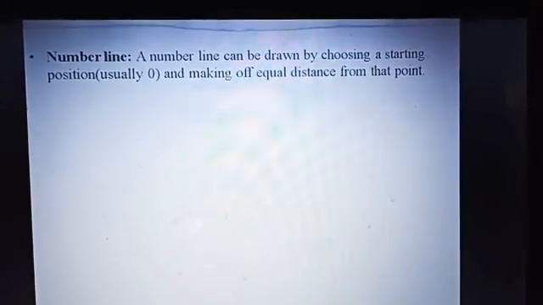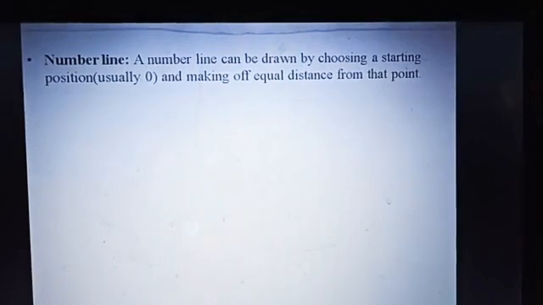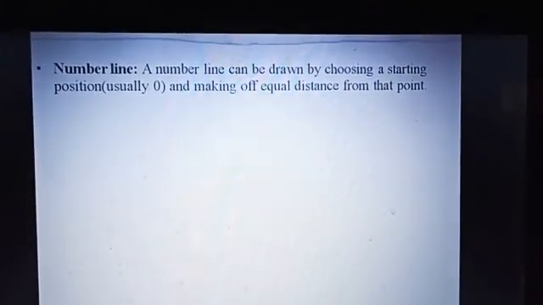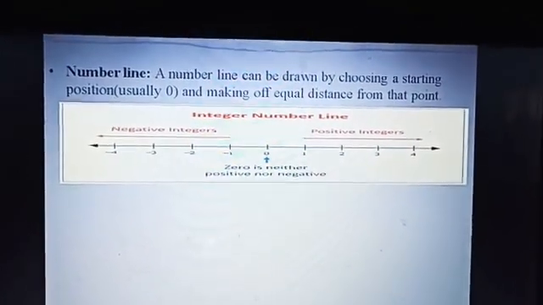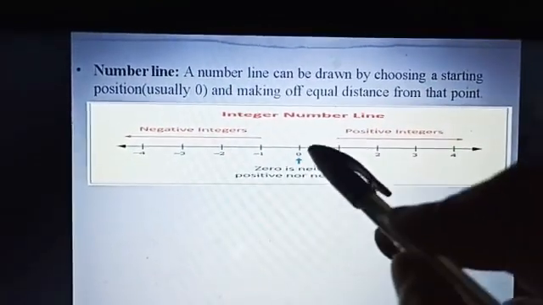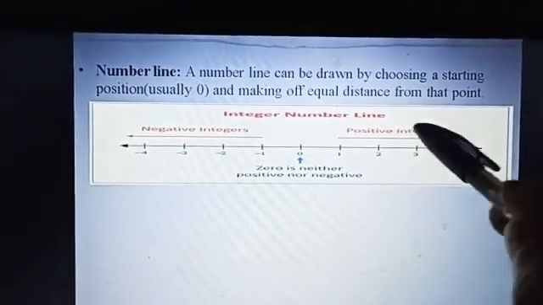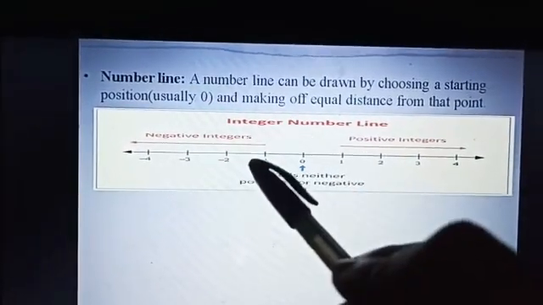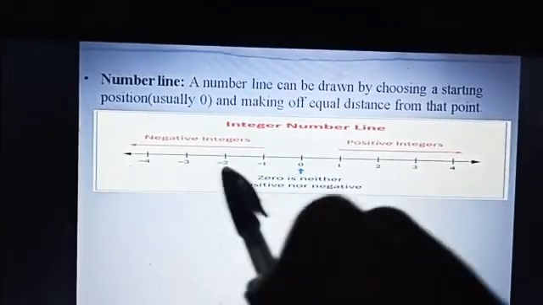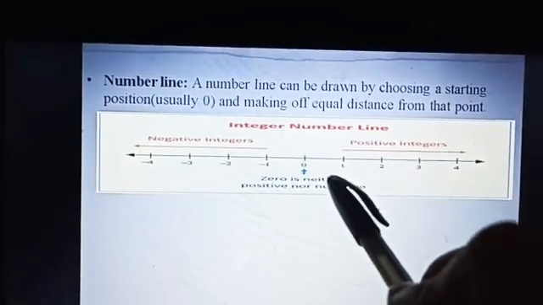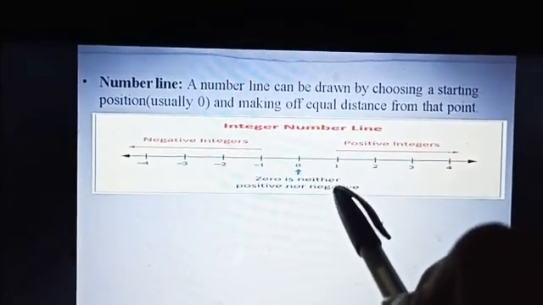Now, the next topic is number line. A number line can be drawn by choosing a starting position, usually 0, and marking points at equal distance from that point. Like here, 0 is the starting position, and on the right hand side of the 0, we have the positive integers like 1, 2, 3, 4 and so on. And on the left hand side of the 0, we have the negative integers like -1, -2, -3, -4 and so on. 0 in here is neither positive nor negative.